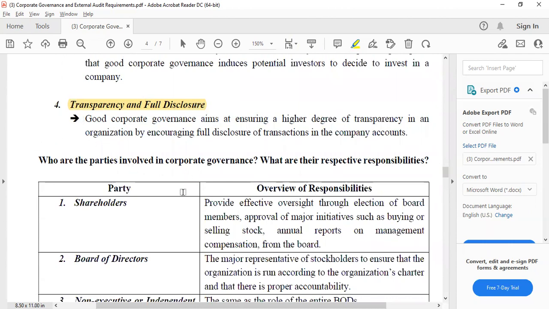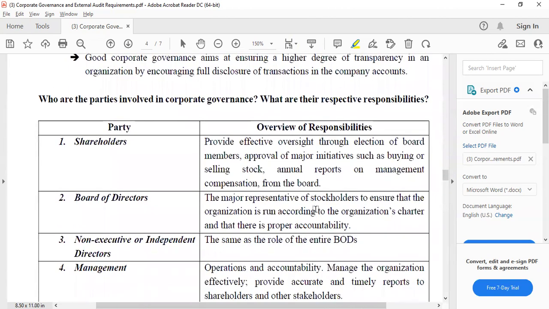So, who are the parties involved in corporate governance and what are their respective responsibilities? So, a while ago, I mentioned that corporate governance is a joint responsibility of the board of directors and the management. So, that is in general. But in reality, who are the parties that are actually involved in corporate governance and what are their roles? Nganong involvement sila sa man ilahang role di ay sa corporate governance?